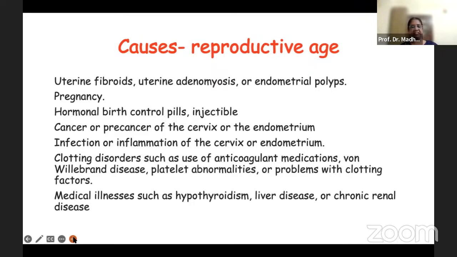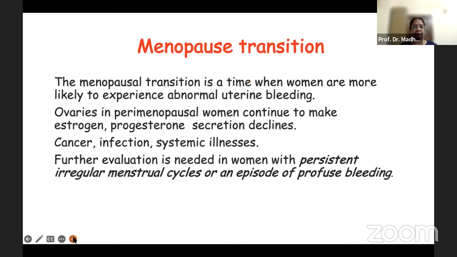Cancer or precancer of the cervix or endometrium, and infection or inflammation of the cervix also can cause AUB. Common infections include chlamydia and trichomoniasis. These patients also sometimes present with postcoital bleeding. Also, sometimes patients will be on anticoagulant medications. They may have platelet abnormalities also. Also, do not forget about medical illnesses such as hypothyroidism, liver disease, or chronic renal disease.